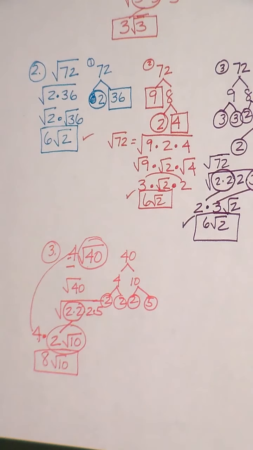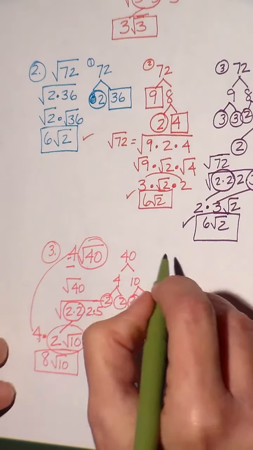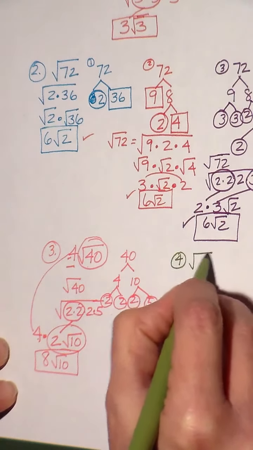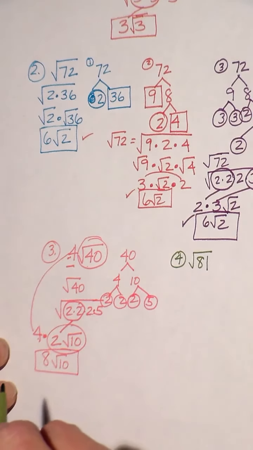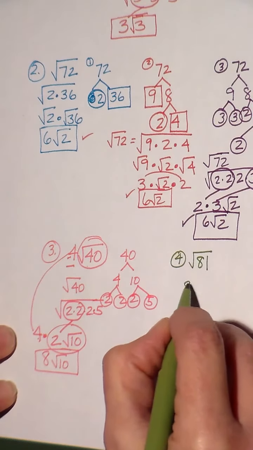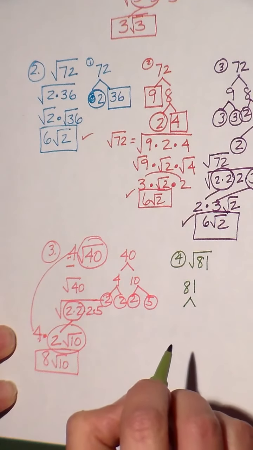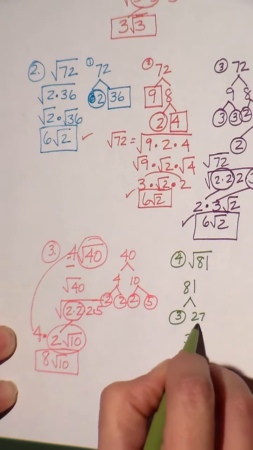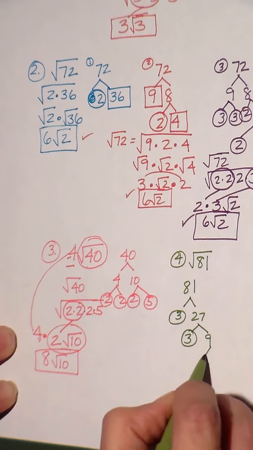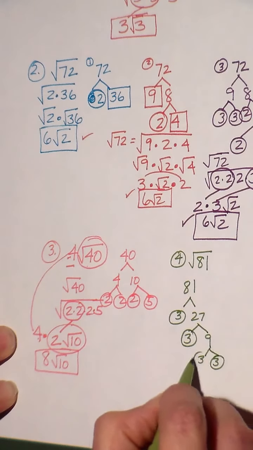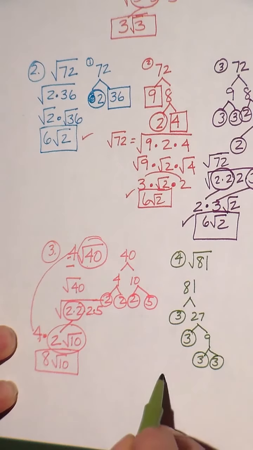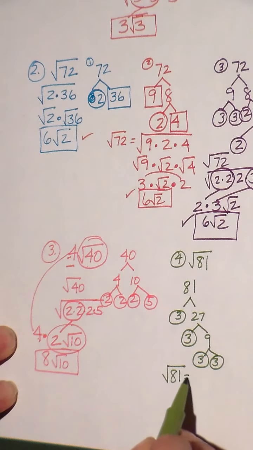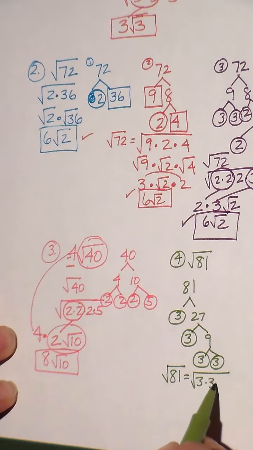So for example, what if I asked you to do the square root of 81? And you say, okay, I'm going to factor 81. All right. And you get 3 times 27. And then you get 3 times 9. And then you get 3 times 3. So when you factor it, the square root of 81 equals the square root of 3 times 3 times 3 times 3.